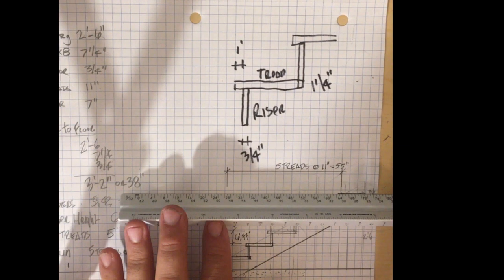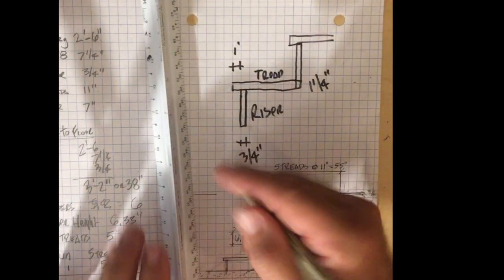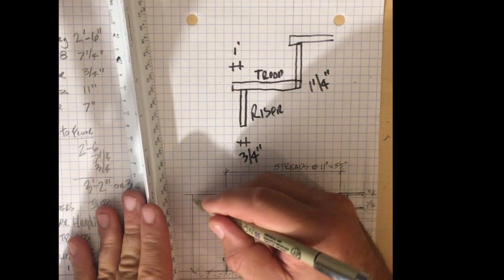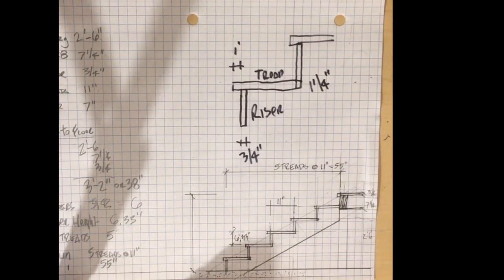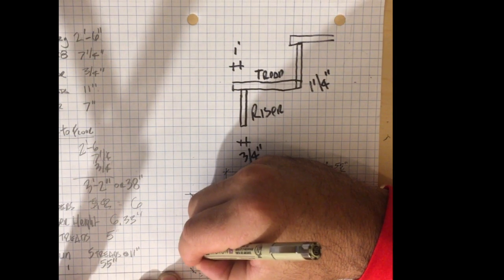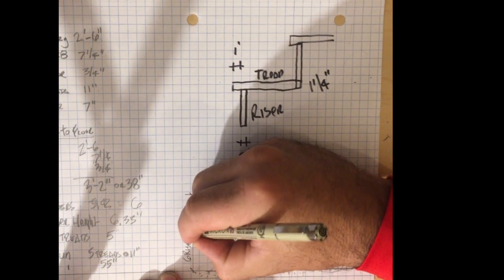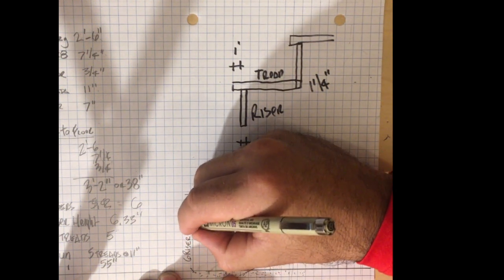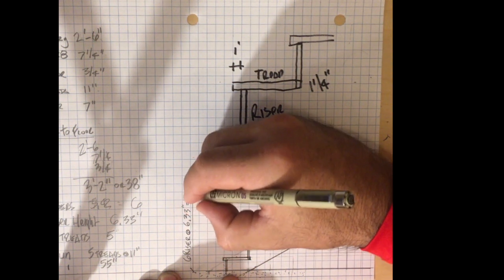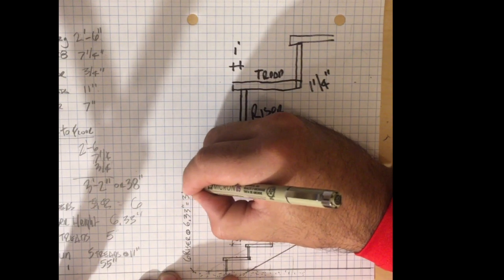And then I'm going to do the same thing for my height. Put a dimension line there, and that is 6 risers at 6.33 inches equals 3 foot 2 inches.